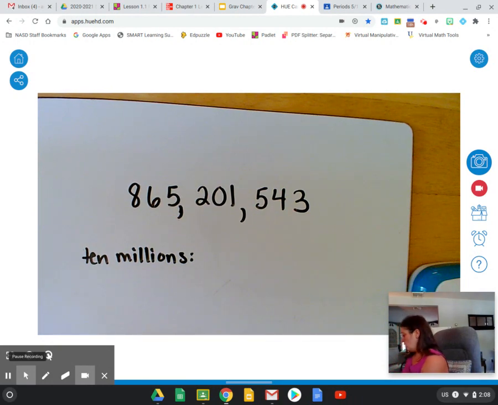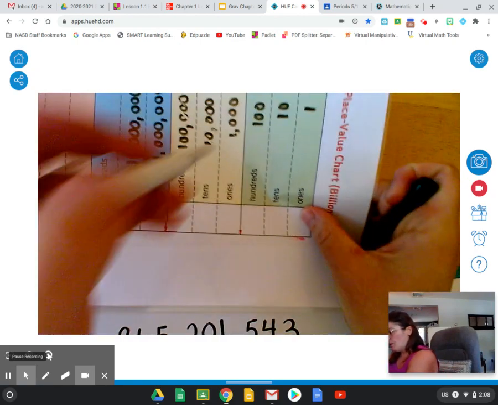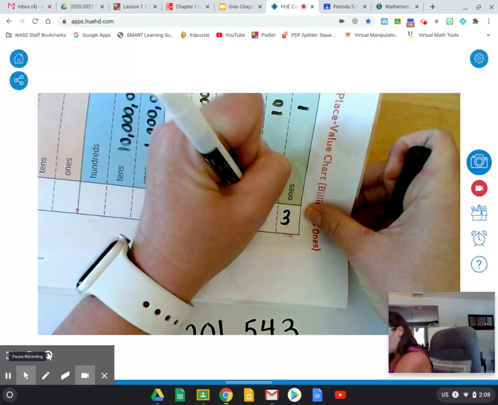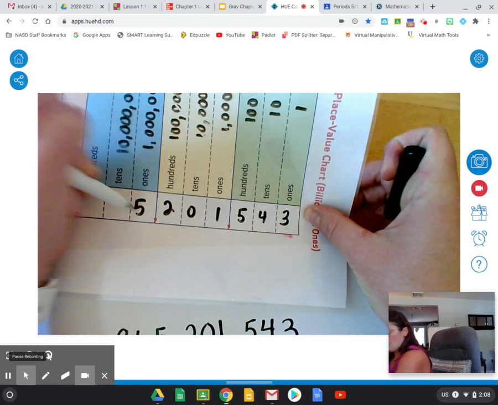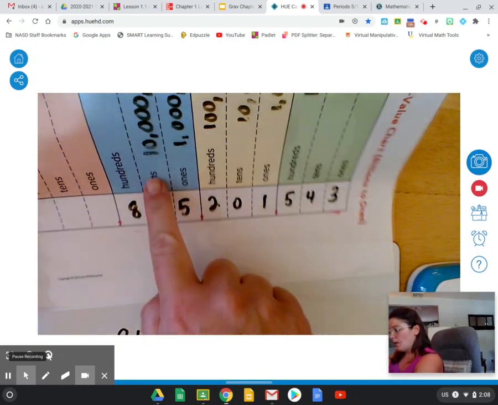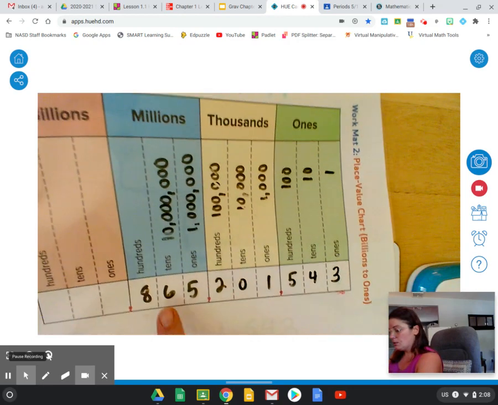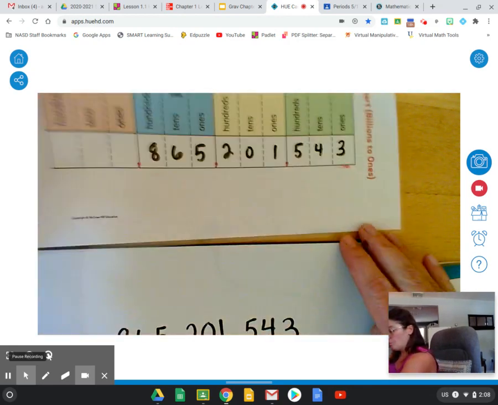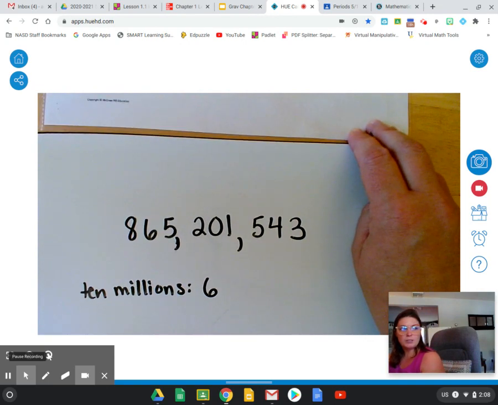Okay, so you could use your place value chart and you could copy that number in there. And figure it out that way. The 10 million place is the 6. So the digit in the 10 millions is a 6.